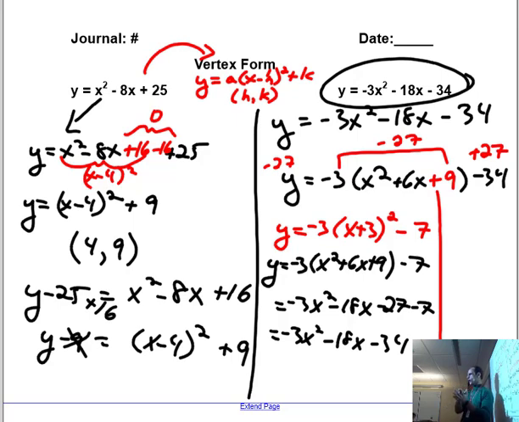Remember, we're changing the form. We're not changing the equation. We're just changing what it looks like so that we can get a vertex from it. Simple. Where did you get the 27? This one right here? Yeah.